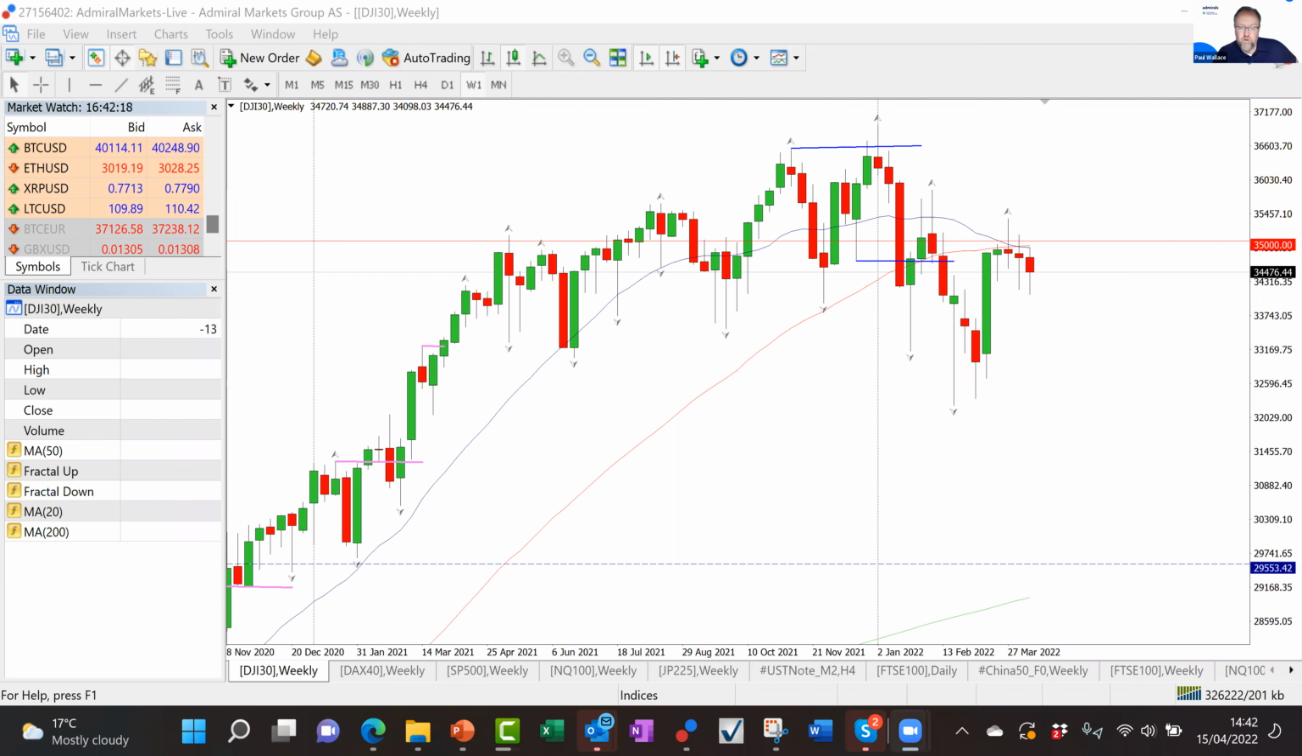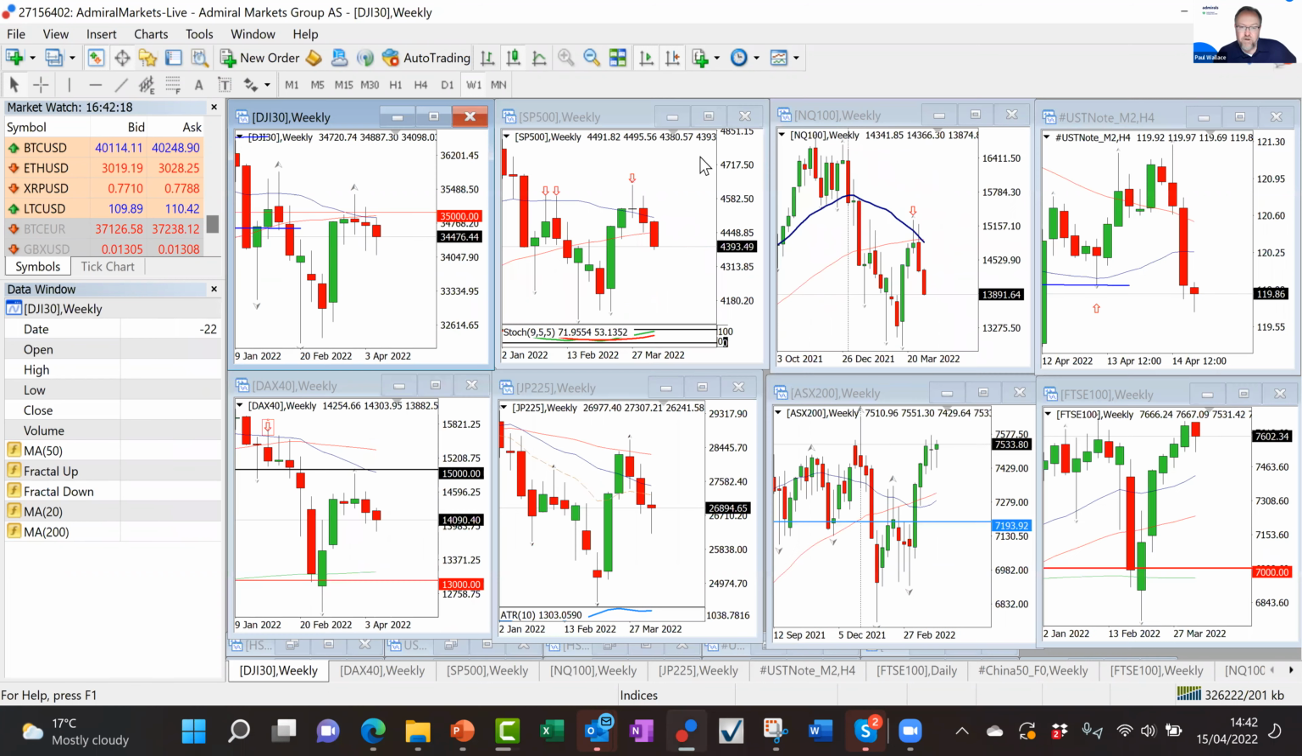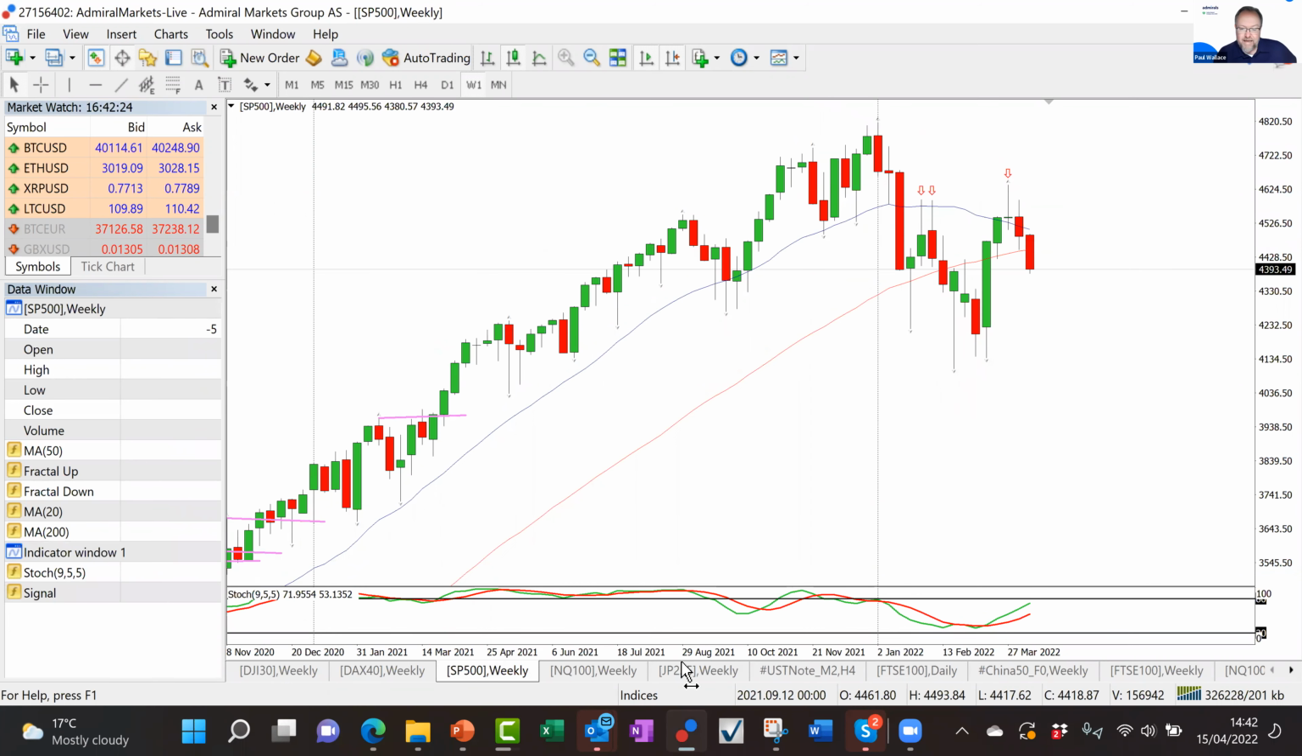So what we'll see is that there's quite a few of that occurring across the American indices at the moment on the weekly charts. There's the S&P 500. You can see for yourself, great trend there, wasn't it?